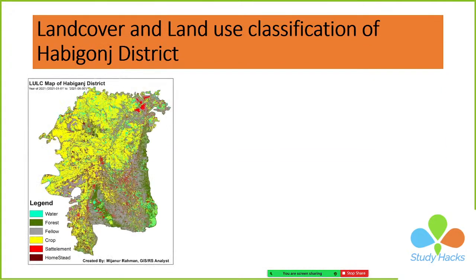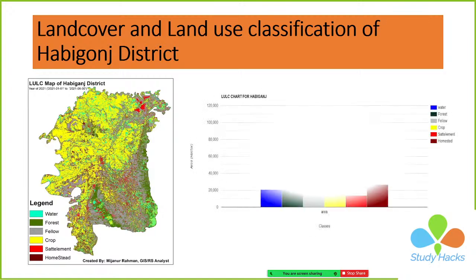So this is another thing, the land cover classification map of a district in Bangladesh. You can easily use the ground truth data, and we can get the different types, you can see the homestead, settlement, crop, then fallow land, then forest and water. Also we can calculate how much water area is available, how much forest, how much fallow land, how much cropland. All of these things we can calculate in hectare units.